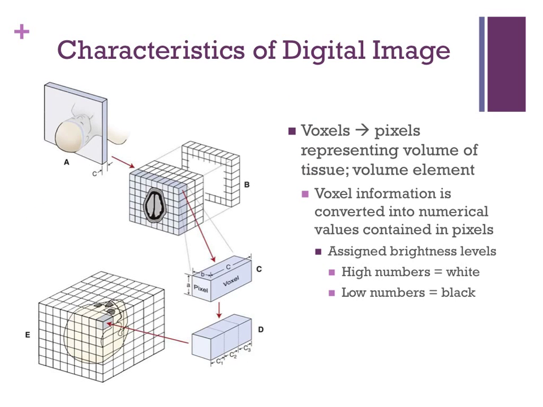Voxels are another factor of the digital image, and voxels are pixels representing a volume of tissue, or a volume element. The voxel information is converted into numerical values contained in the pixels, and these numbers are assigned brightness levels. The high numbers mean that there is a high signal intensity from the detectors, and this is represented with a white color, and the low numbers mean that there is a low signal intensity from the detectors, which is represented by black color. Then there is a range of grayscale colors in between, ranging from black to white.